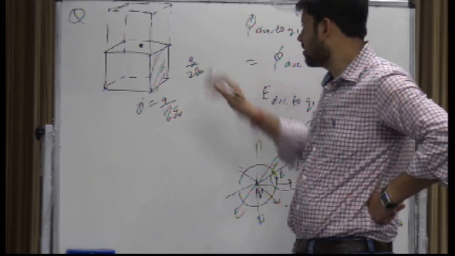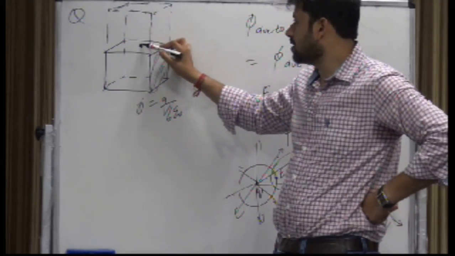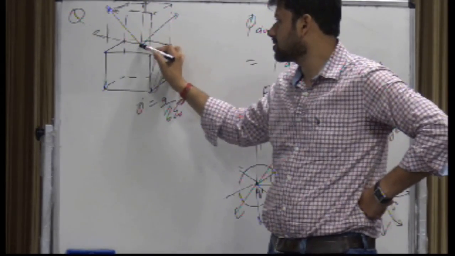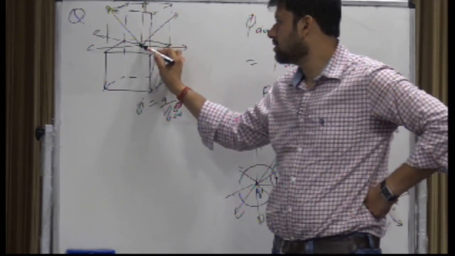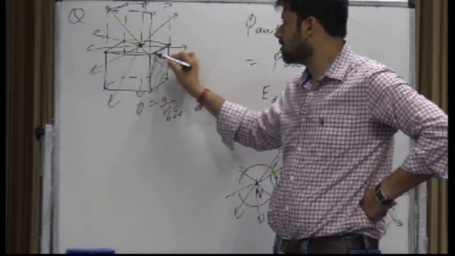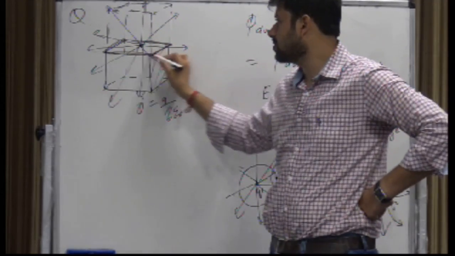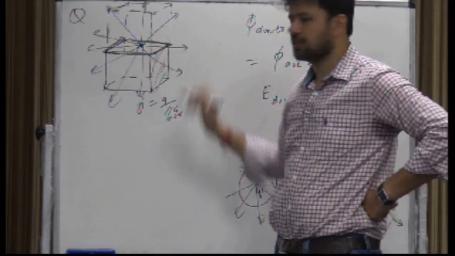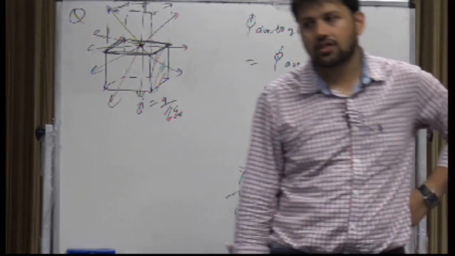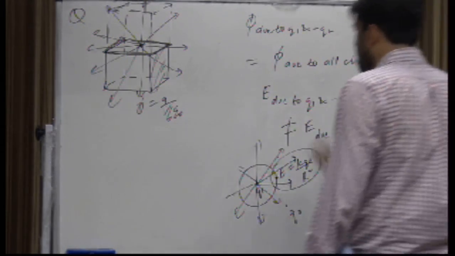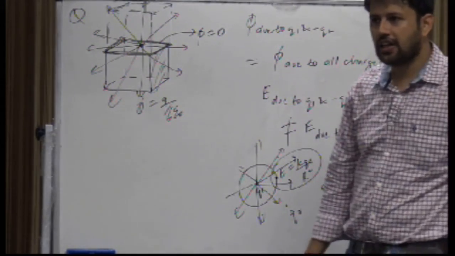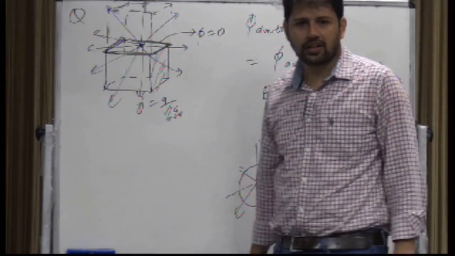There is a problem here. For this, the field lines would be going somewhere like this, right? This side, which I am darkening. For this face, what would be the flux? For this face, we can find the flux, it is 0. Why? The field lines would be parallel to it.